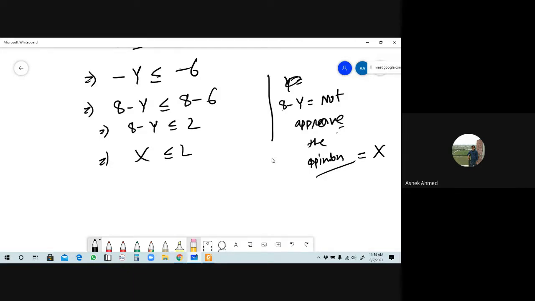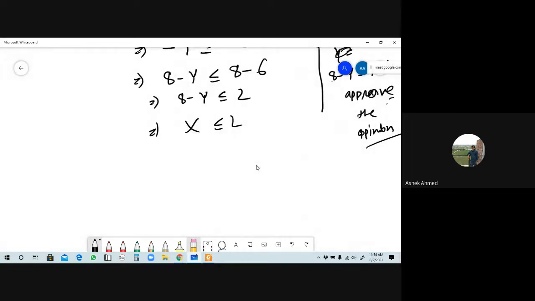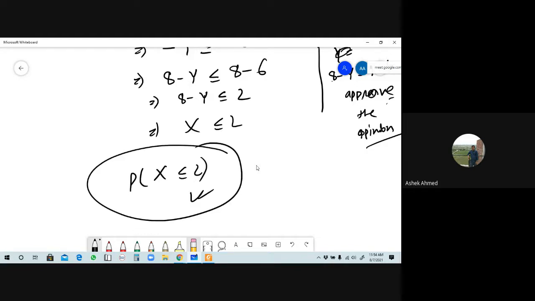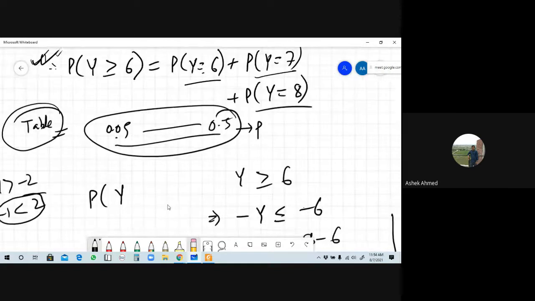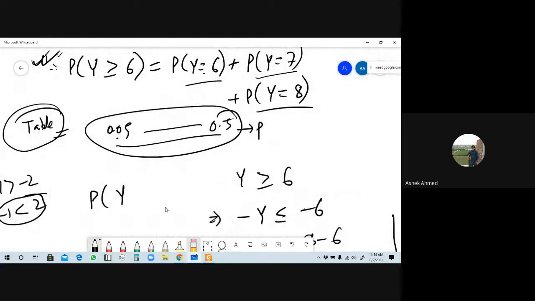Now tell me, from here we have to find out the value of the probability that x is less than or equal to 2. So this result and this result will be the same here. But here tell me the probability of approval, that was 0.65. Okay, so that was the value of p, but the probability of not approval, what will it be?